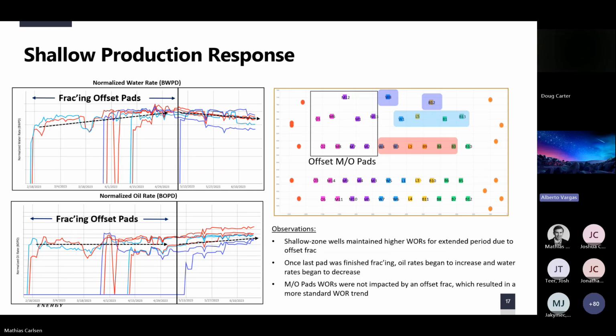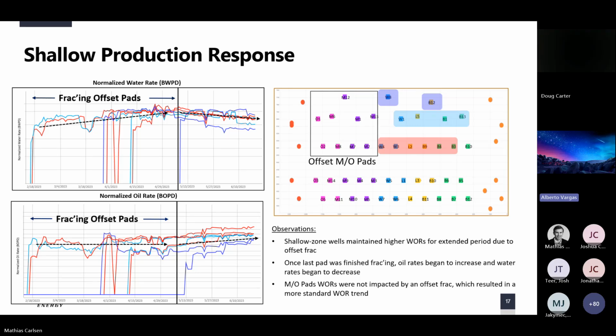Key observations are shallow zone wells maintained high water-oil ratios for an extended period due to the offset frac. Once the last pad was finished fracturing, as indicated by these vertical solid black lines, we realized that if you see the oil rates began to increase, water rates, upper left, began to decrease.